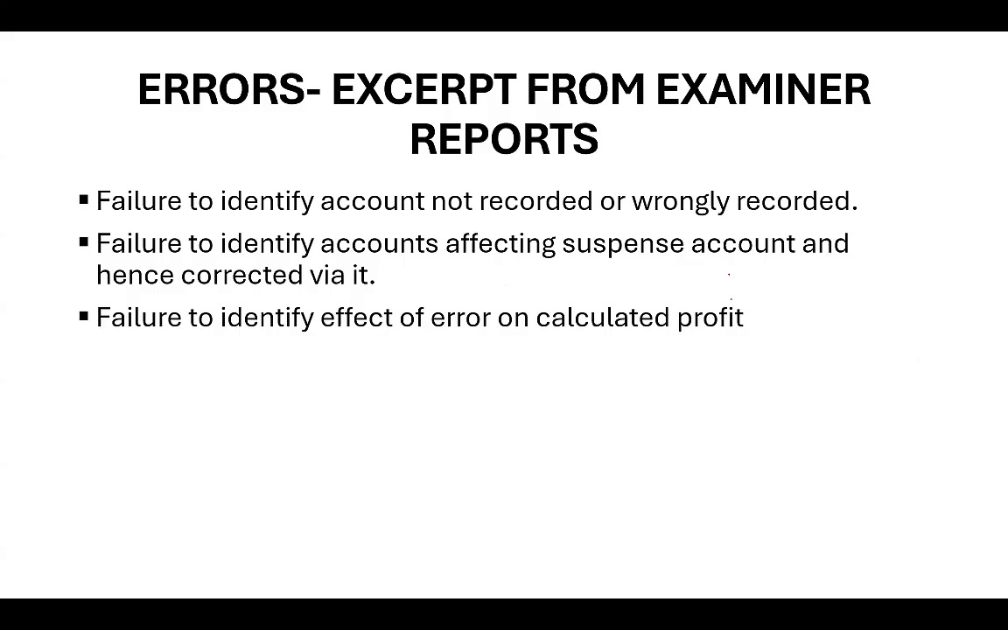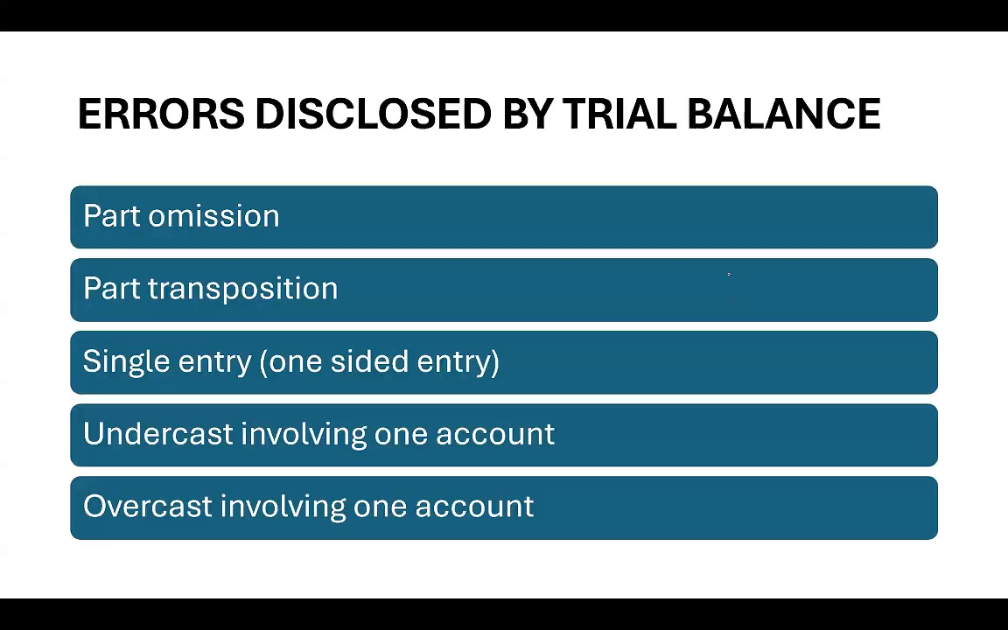So remember, there are two categories of these errors. Those that make the trial balance balance usually are not a serious problem for a lot of students, but the errors that make the trial balance not balance have proved to be a challenge. It's on record, even from examiner reports, that candidates struggle to identify which account to debit or credit when an error has occurred. They also struggle to check which entry should affect the suspense account and which one should not. And where an error involves the profit already calculated, how to correct the profit has also been a serious issue.